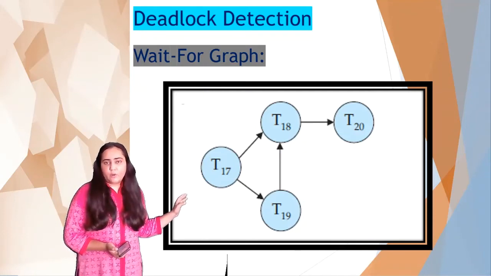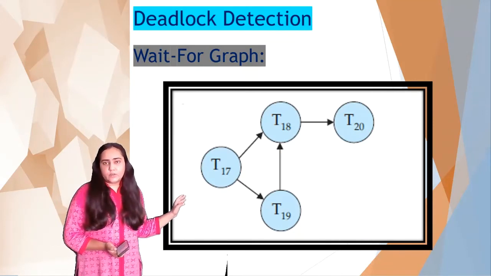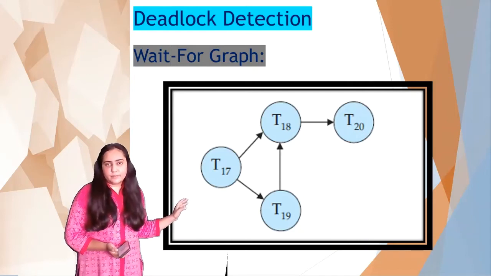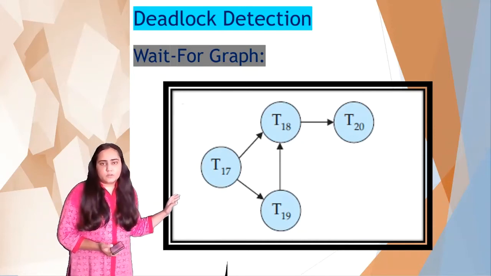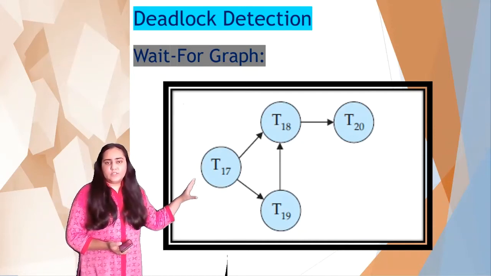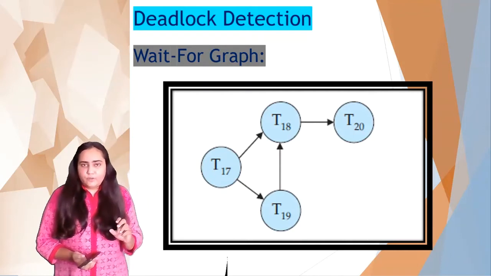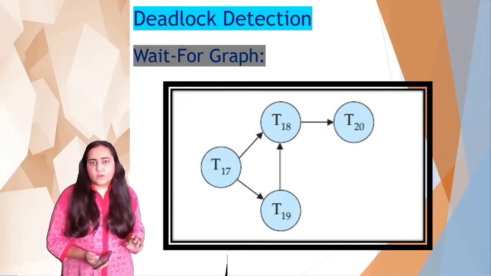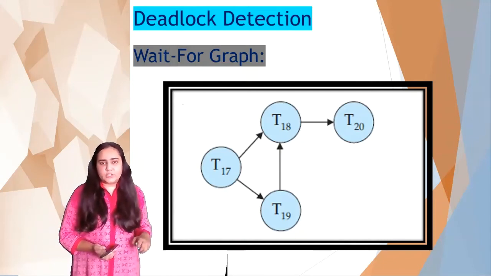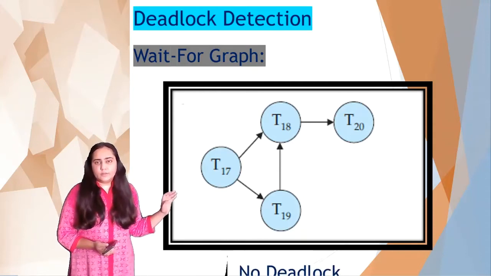And there's also an arrow going out from T18 towards T20. This means T18 requires a data item from T20. So this is a wait for graph. Now observe that in this graph, there are no cycles. You can see that these two arrows are going outward, and that is why it's preventing a cycle from forming. So a wait for graph that has no cycles within it shows that there is no deadlock in the system of those transactions. That means these four transactions together are not deadlocked.